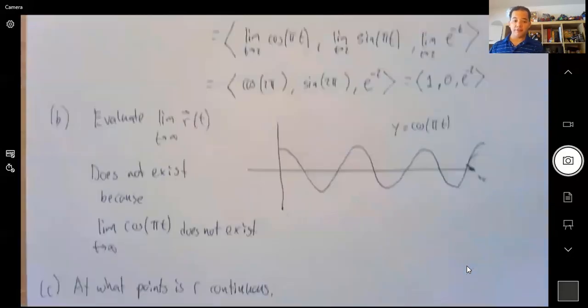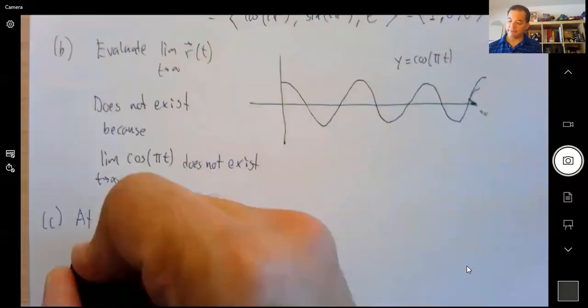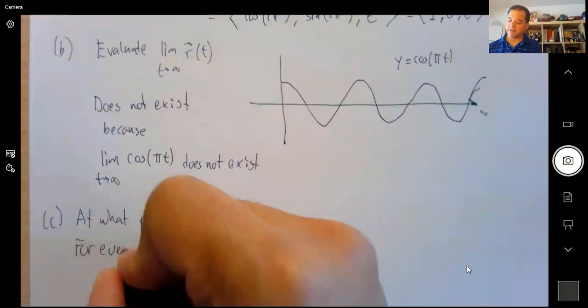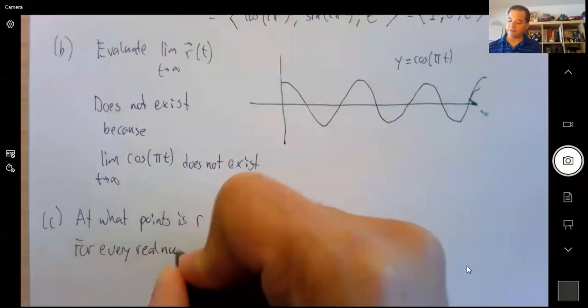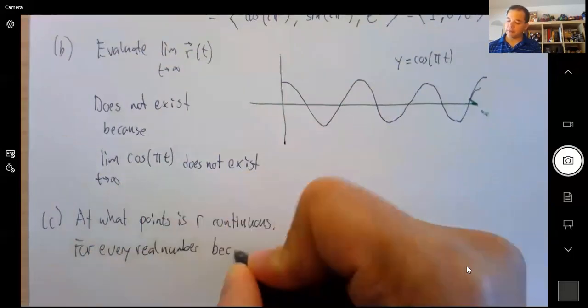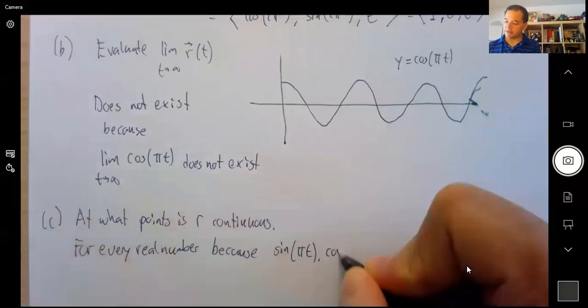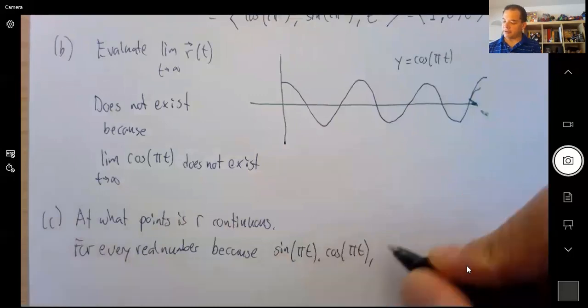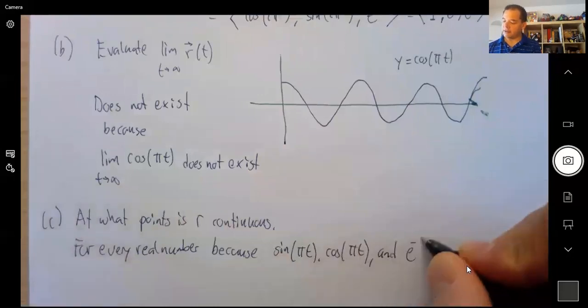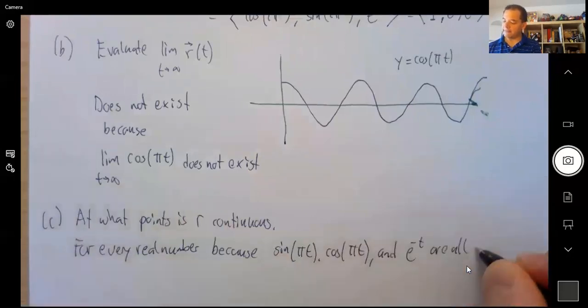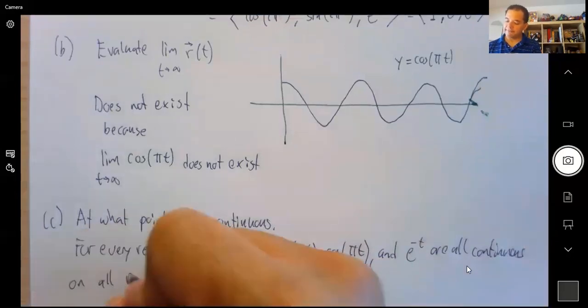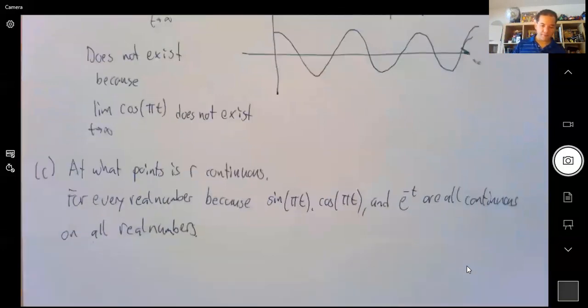So the answer is for every real number, because sine pi t, cosine pi t, I don't know why I flipped the order, and e to the negative t are all continuous on all real numbers. Good. Questions? Good.